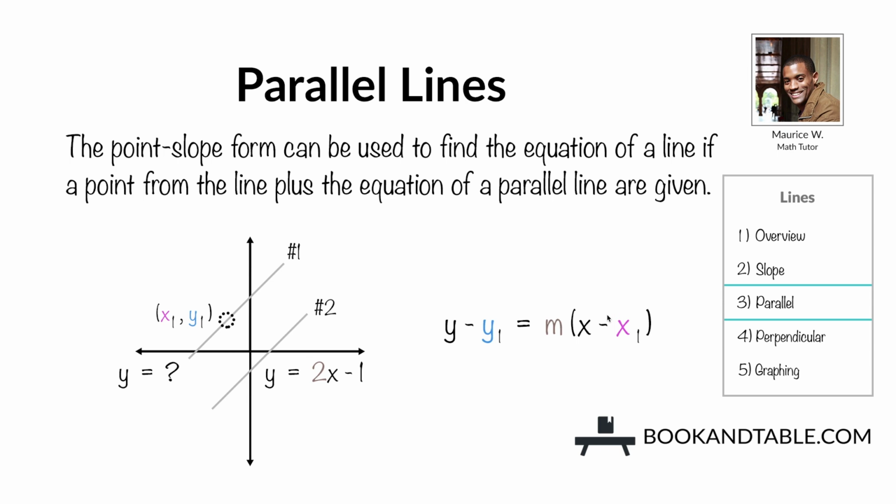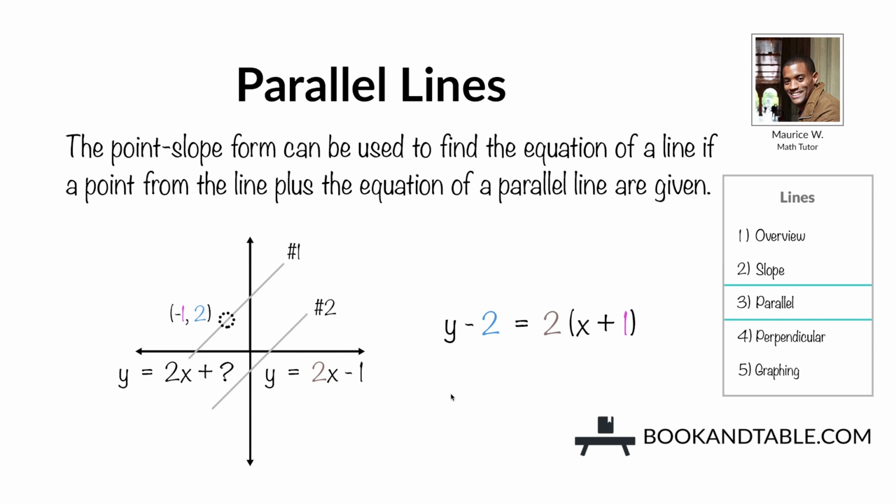But let's say you are given the equation of one line and the point on another line. How would you figure out the equation of this line? Well, the point-slope form can be used to find the equation of a line if a point from the line plus the equation of a parallel line are given. Well, if we are given the slope of the second line, that means this slope is the same as we mentioned, so we could plug that in for m. And if you are given a specific point on the line you are trying to find, then you can plug in that point for x1 and y1, and then you use the point-slope form to figure out the equation of this line.